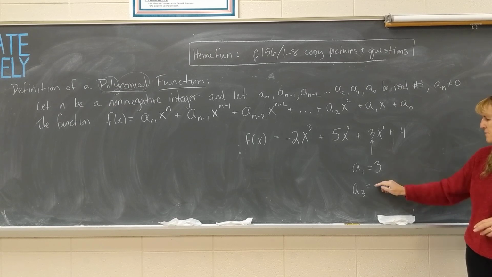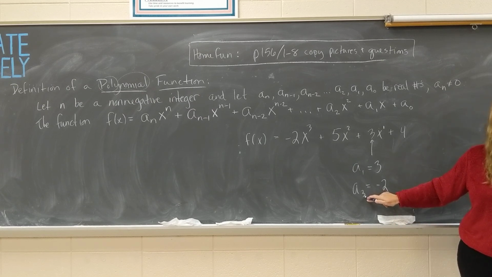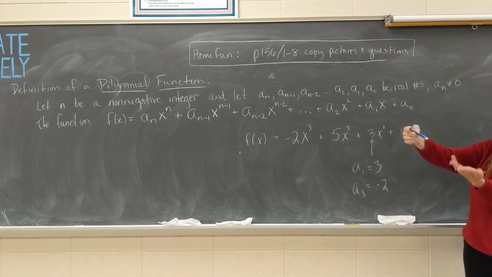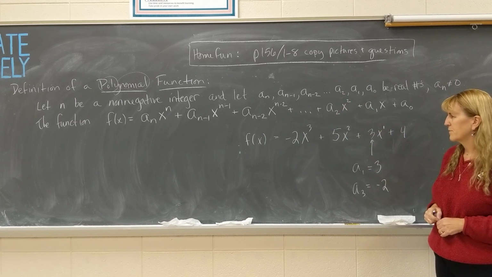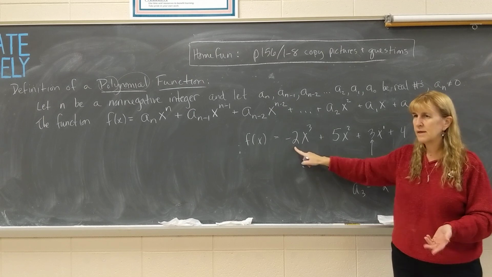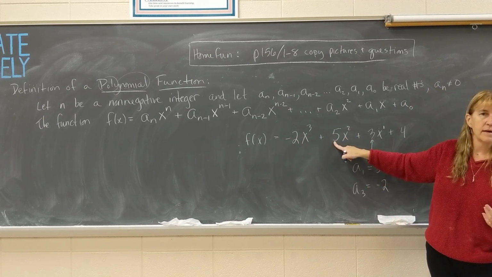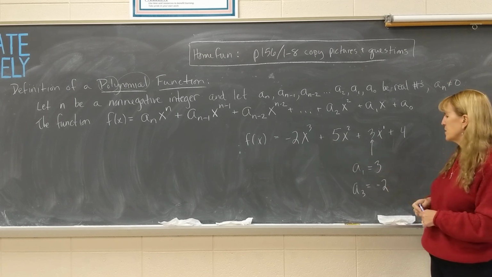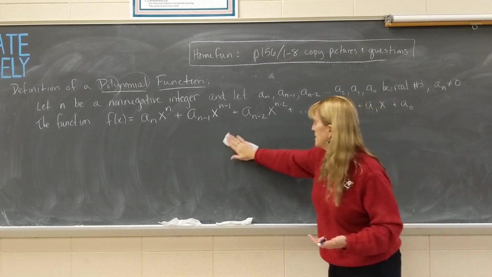So a sub 3 is what? -2 is good. So the subscript matches the what? Exponent, yeah. The subscript matches the exponent. Alright, so this is the coefficient of the x cubed term, so this is a sub 3. This is the coefficient of the x squared term, so the 5 would be a sub 2. Alright, so that's about it for that idea.